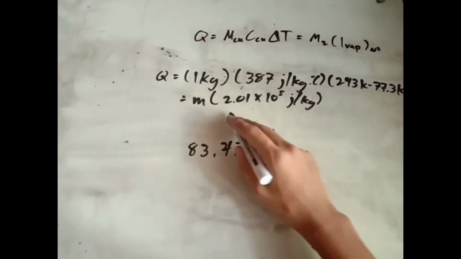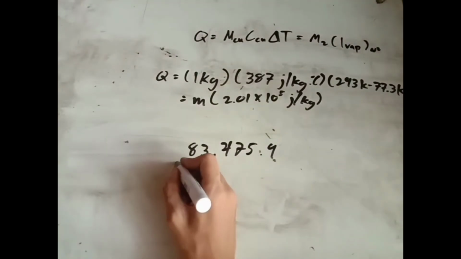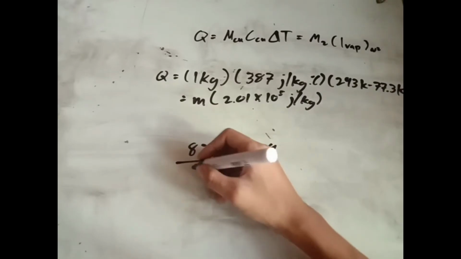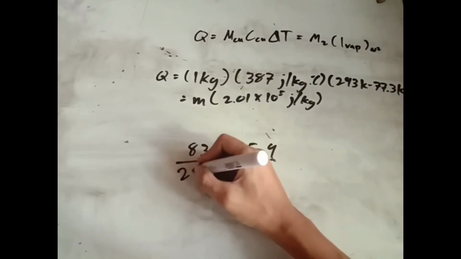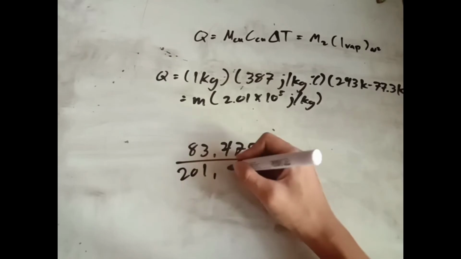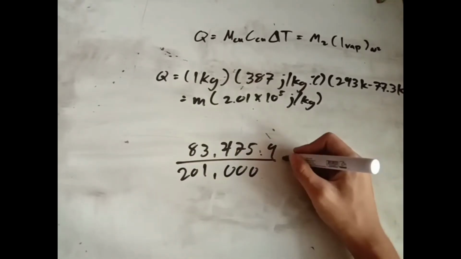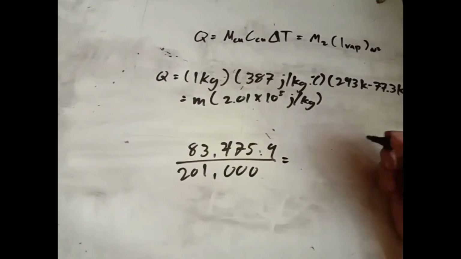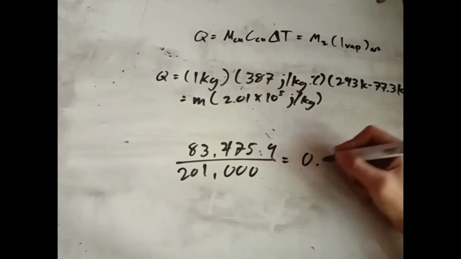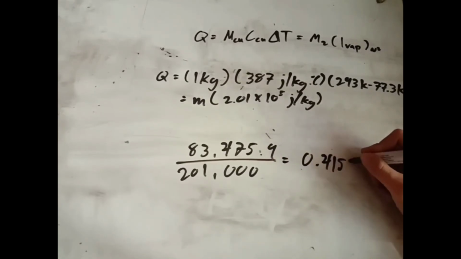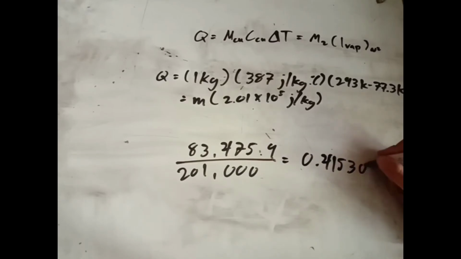83,475.9 joules. And then we'll compute 2.01 times 10 to the power of 5 joules per kilogram, so we'll get 201,000 joules per kilogram. Next, we'll divide both, so we'll get 83,475.9 joules divided by 201,000 joules per kilogram, which is equal to 0.41530298507. We'll just round this off to 0.415 kilograms.